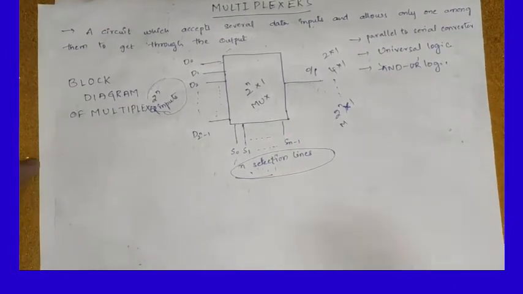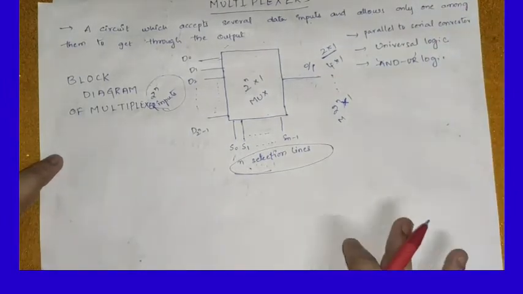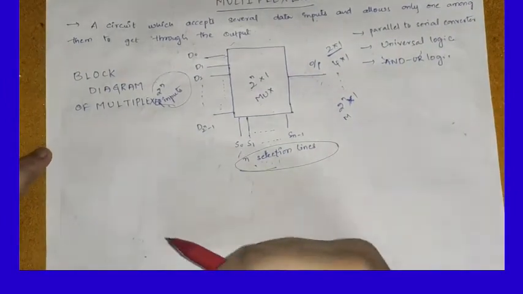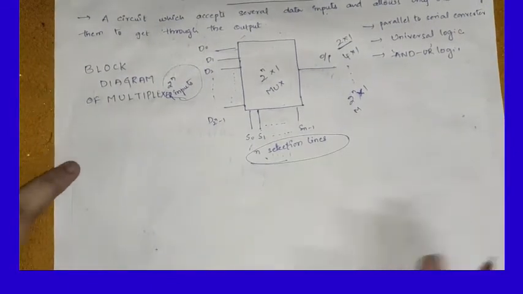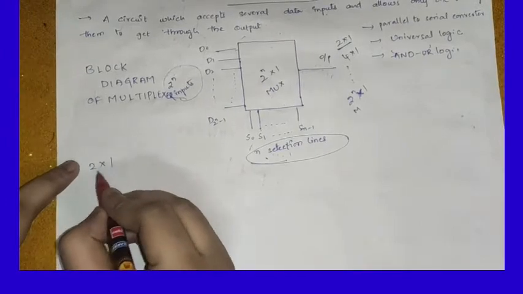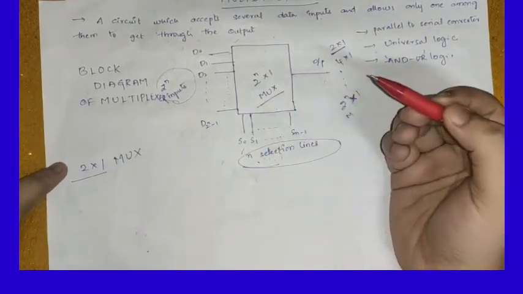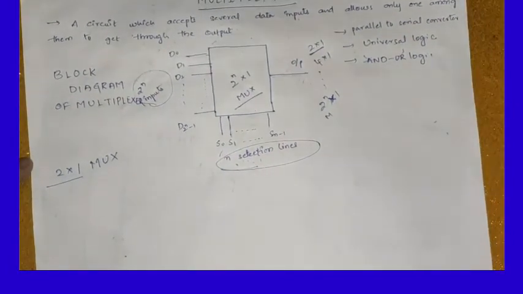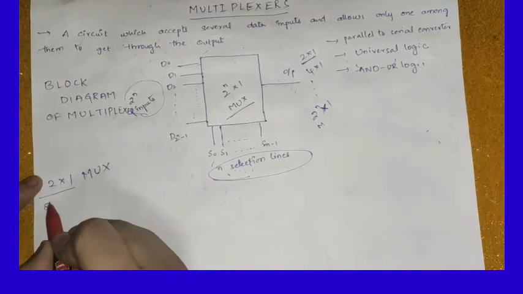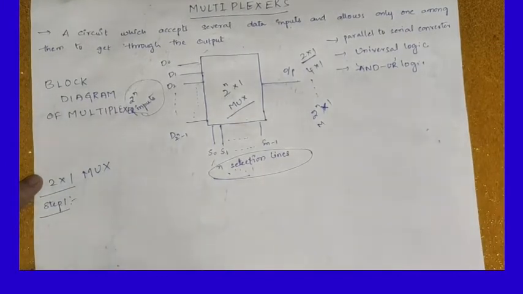First we have the 2 by 1 multiplexer. First we try to design the 2 by 1 multiplexer, and then we will go for the 4 by 1 multiplexer, and so on. You can design anything. So first, designing the 2 by 1 multiplexer, 2 by 1 mux. Generally multiplexers are called mux. For the 2 by 1 multiplexer, step 1, as for any combinational circuit, is finding the number of inputs and outputs.